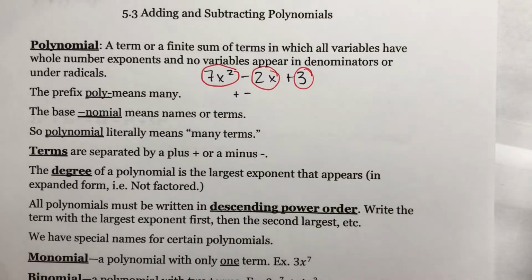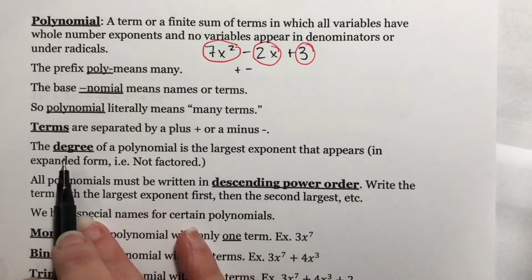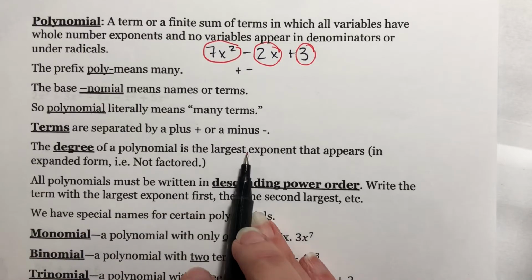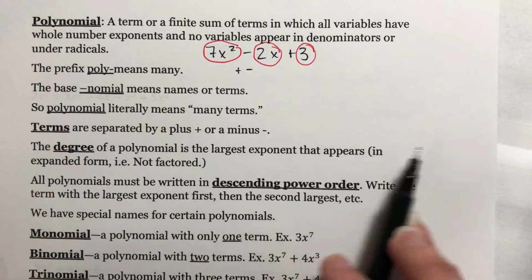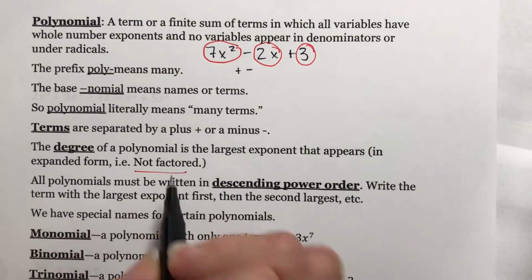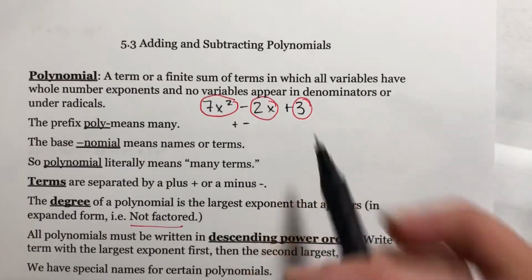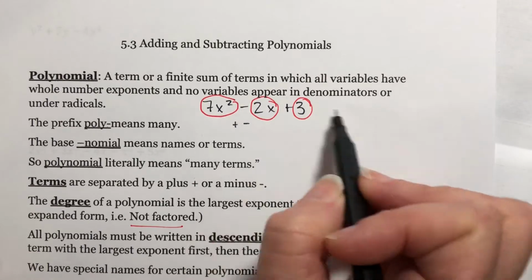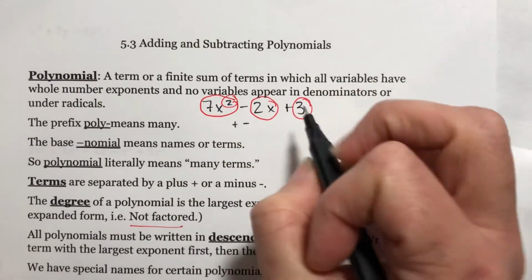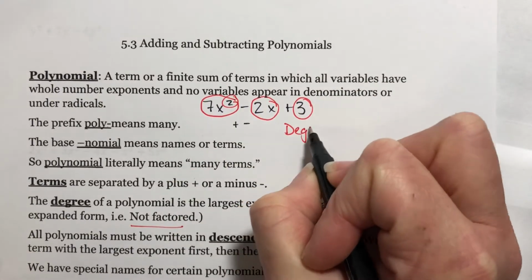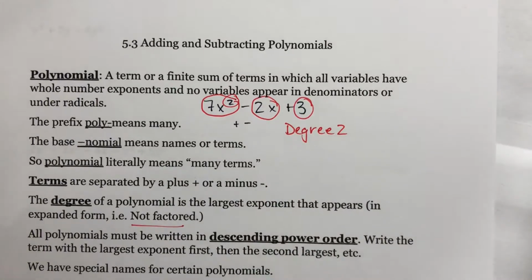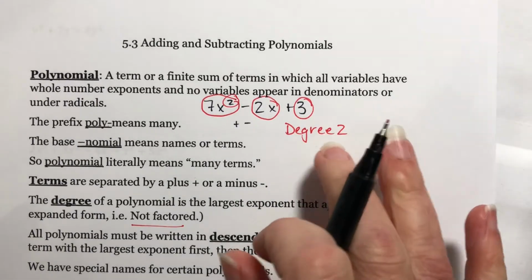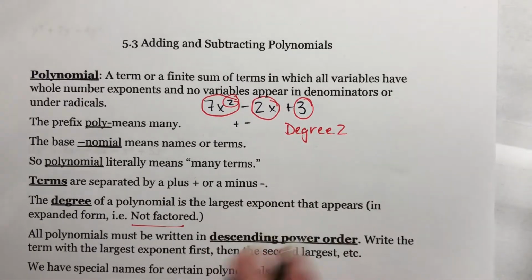The degree of a polynomial is the largest exponent that appears in expanded form, not factored, and that will make more sense later. So in this problem, the largest exponent that appears is a 2. So this would have degree 2. Now I know that seems weird, but this actually will help you out a whole lot when we get to solving equations with these things.